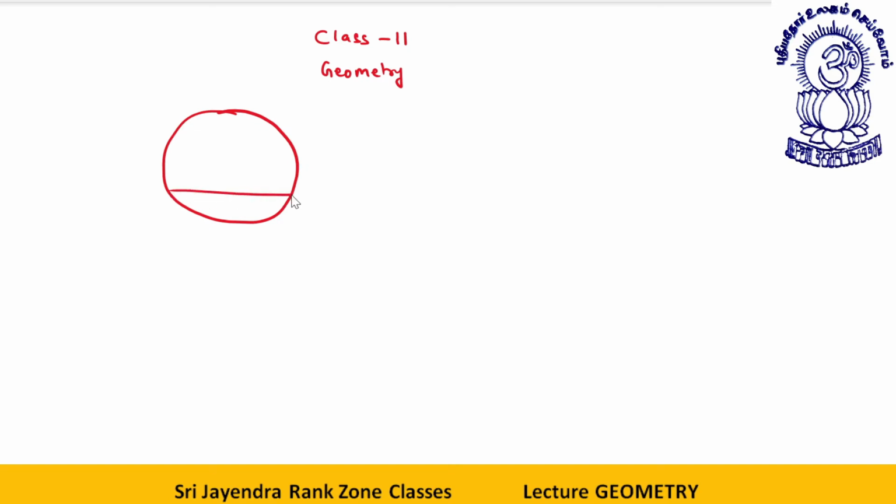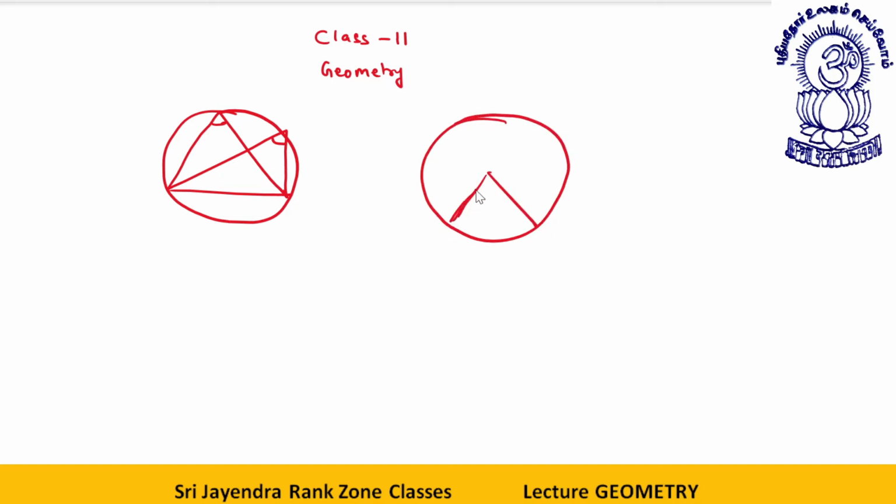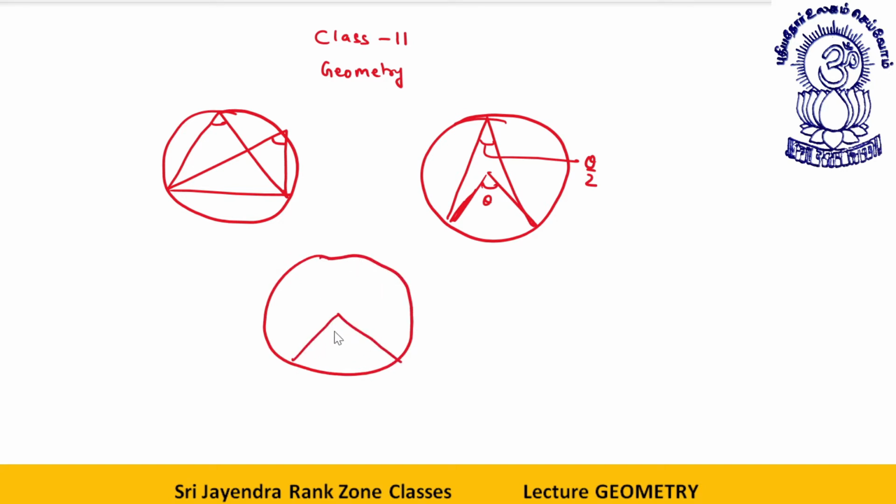First of all, if this is a chord, all the angles subtended by this chord will be equal on one side of the circle. And second, this is a circle. If this angle is theta, this angle will be theta by 2, or I can say if this angle is 2 theta, then this angle will be theta. Okay, dear students, let's move ahead.